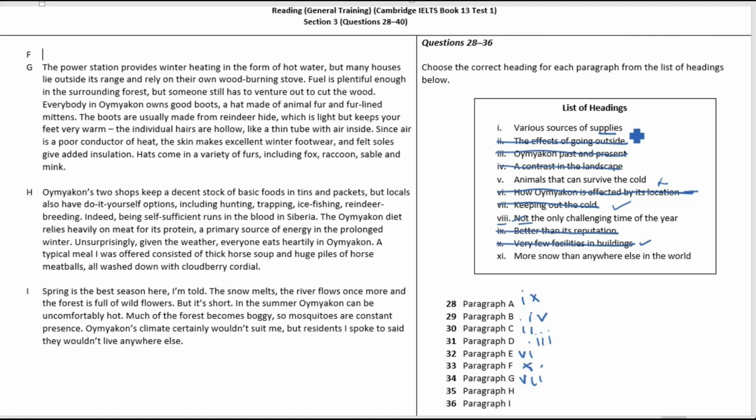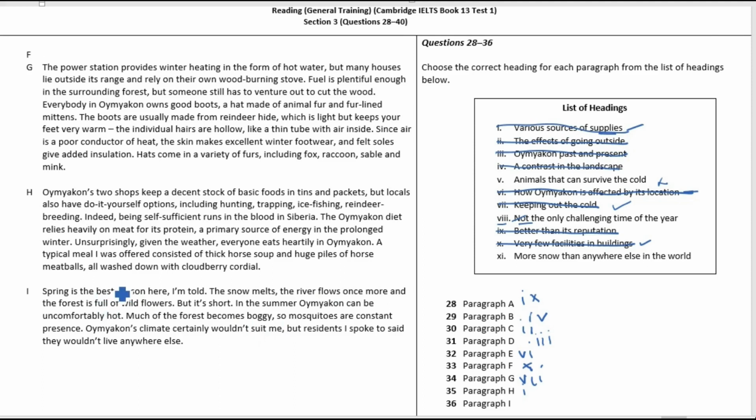Not the only challenging time of the year, no. Animals that can survive the cold. Again, animals are mentioned but more as a source of food rather than the animals which survive the cold in that area. Finally, the last one. Usually in these passages, the first and last paragraph are slightly different from the rest of the passage. First paragraph is some kind of an introduction and last paragraph is some kind of a conclusion. Although in this particular passage, the first 2 paragraphs were kind of the introduction because both of them were talking about the road trip to that place.